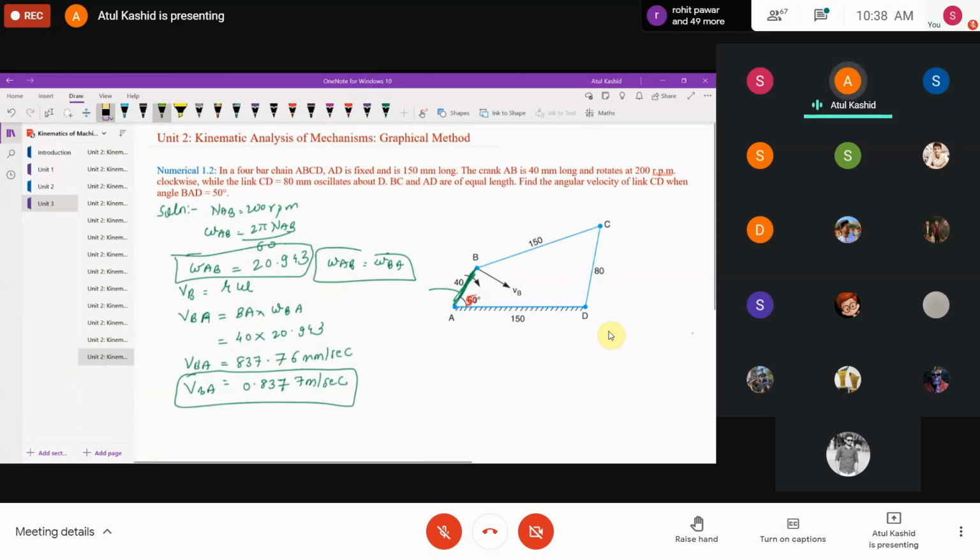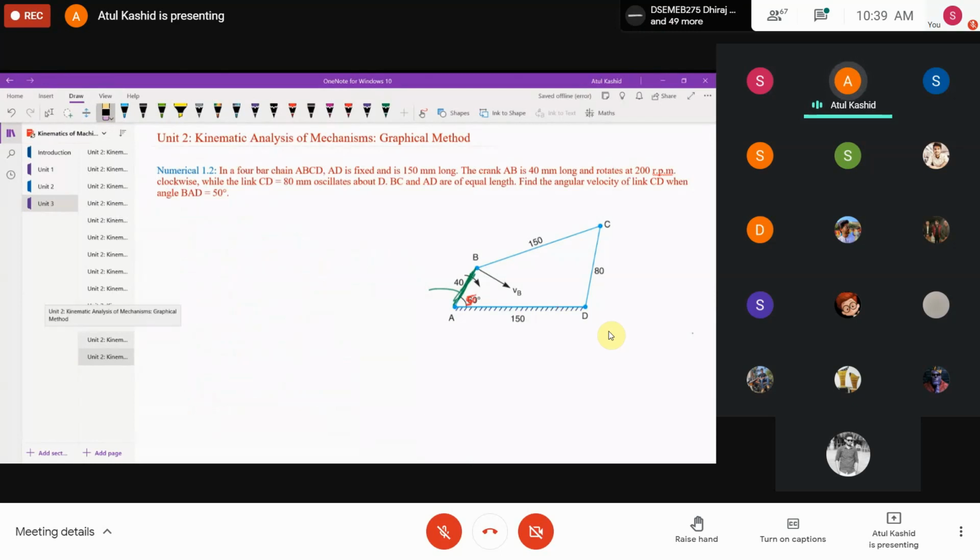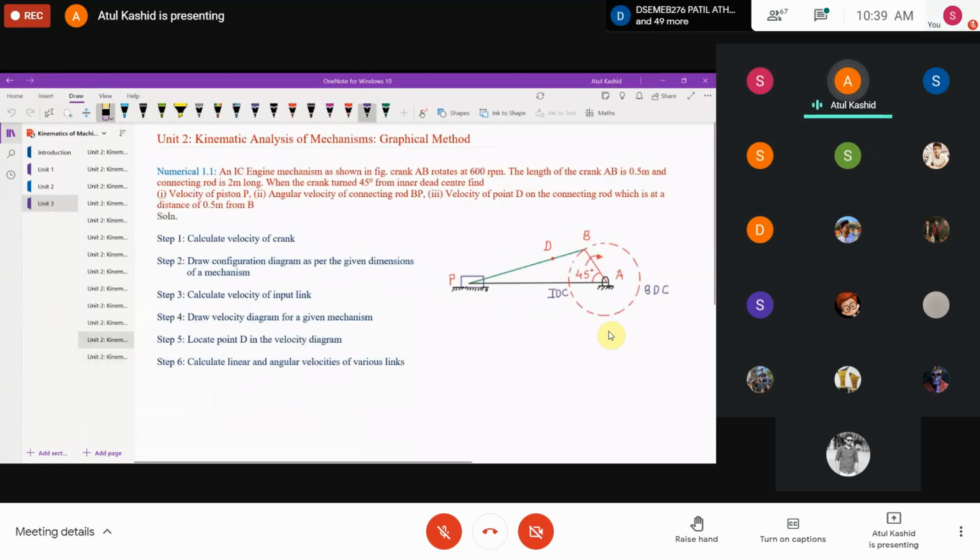Okay, now I will erase this part. Hope everybody has taken these values. I will just show you the steps that we are going to follow in drawing the velocity diagram. So in the previous numerical, I had written the step, but we can follow this step for this numerical as well, right? So what was the step one?